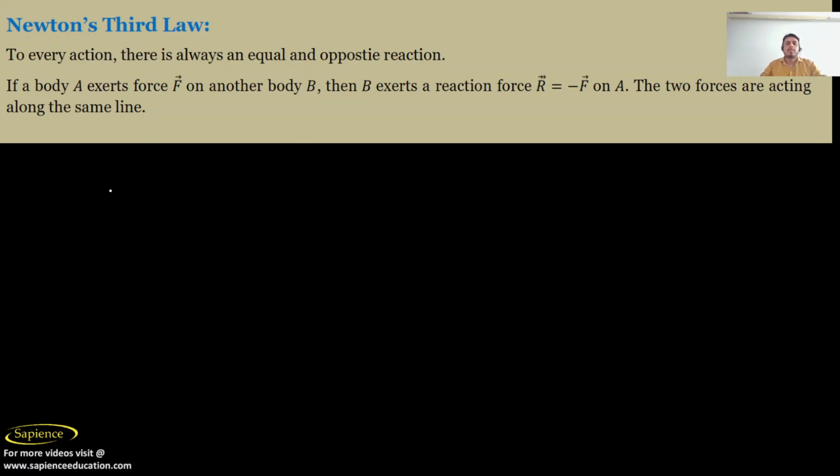What is Newton's third law of motion? To every action there is always an equal and opposite reaction. If a body A exerts a force F on body B, and B exerts a reaction force R, which is equal to minus F on A, these two forces act along the same line. So what does this mean? Every action has an equal and opposite reaction.